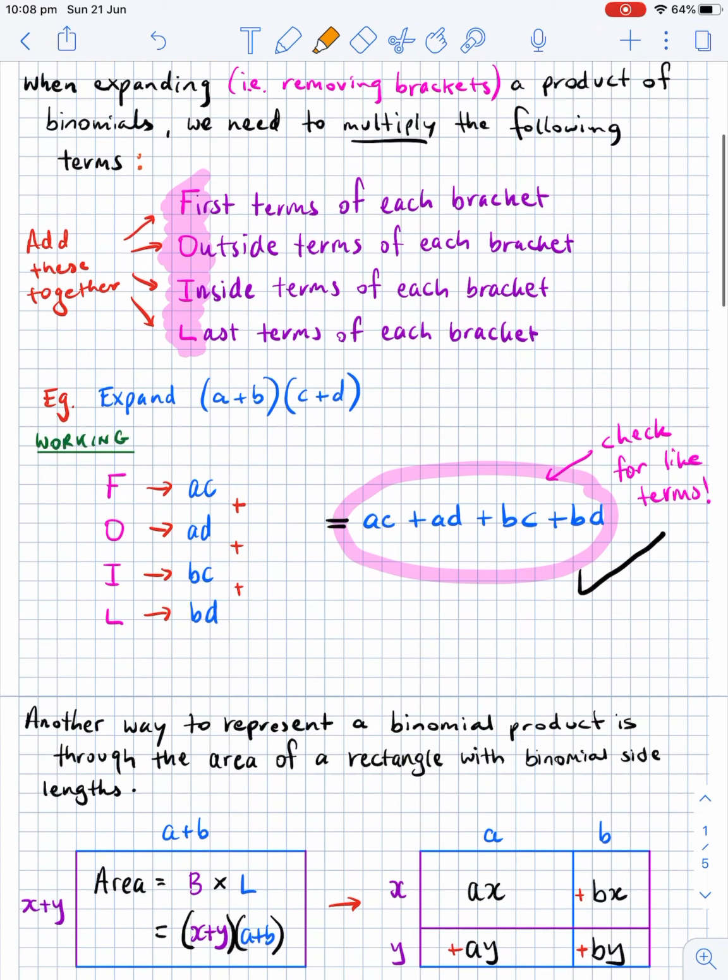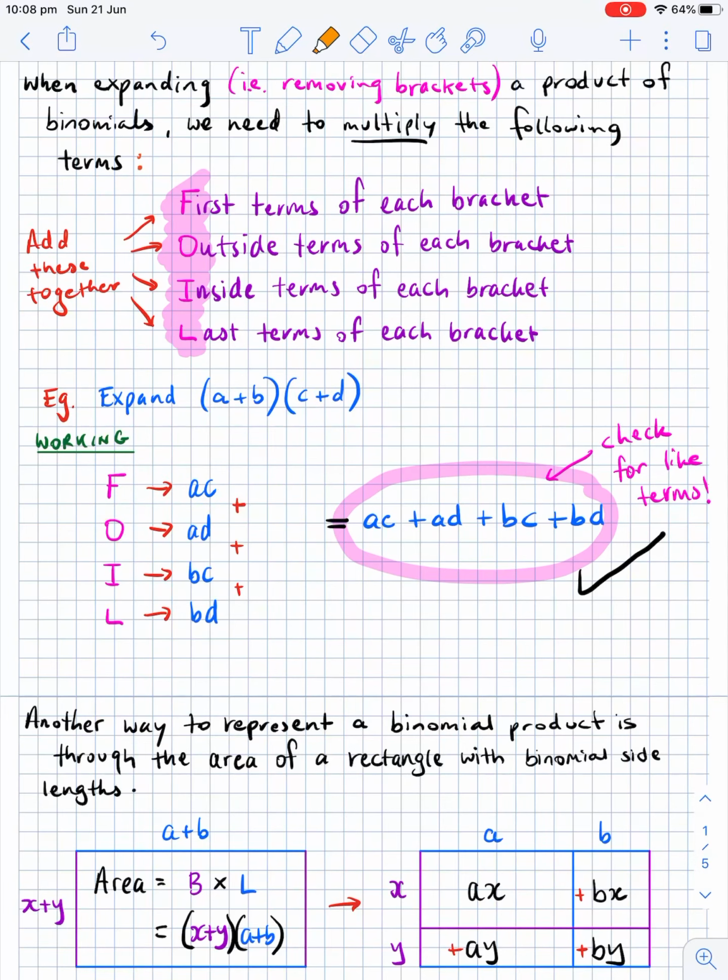Okay, so let's give it a shot. So for example, let's expand these two binomials. We've got a binomial here and a binomial here, and they're multiplying together. These brackets are next to each other. So the idea is that we follow FOIL when we're doing this sort of thing. So FOIL, the F means the first terms of each bracket. So this is our first term for this bracket. This is the first term for this bracket. We're going to multiply those together. So A times C gives us AC.